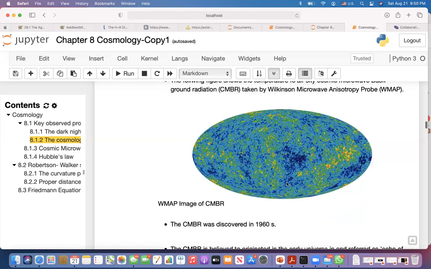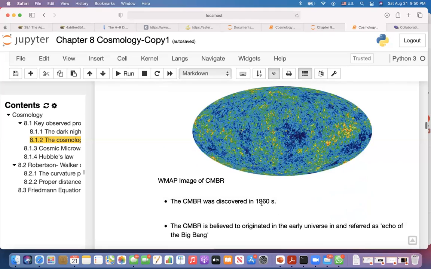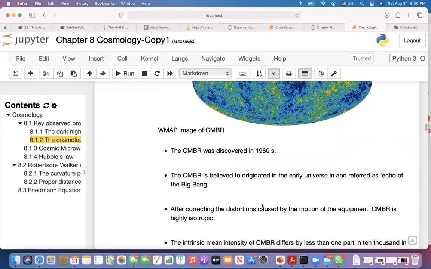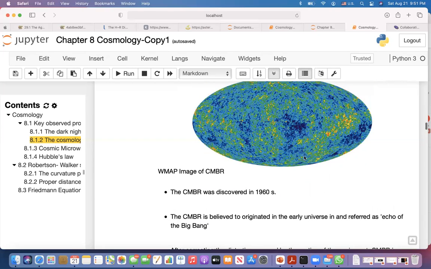And this cosmic microwave background was first discovered in the 1960s by two scientists, and we believe that the CMBR originated in the early universe, and normally this is referred to as the echo of the Big Bang, right? Once you correct for different distortions caused by the motion of the equipment and those kinds of things, we can tell that the cosmic microwave background radiation is highly isotropic, which means regardless of which direction you are looking at, it looks the same, right? Now, that is what you can see from this map.